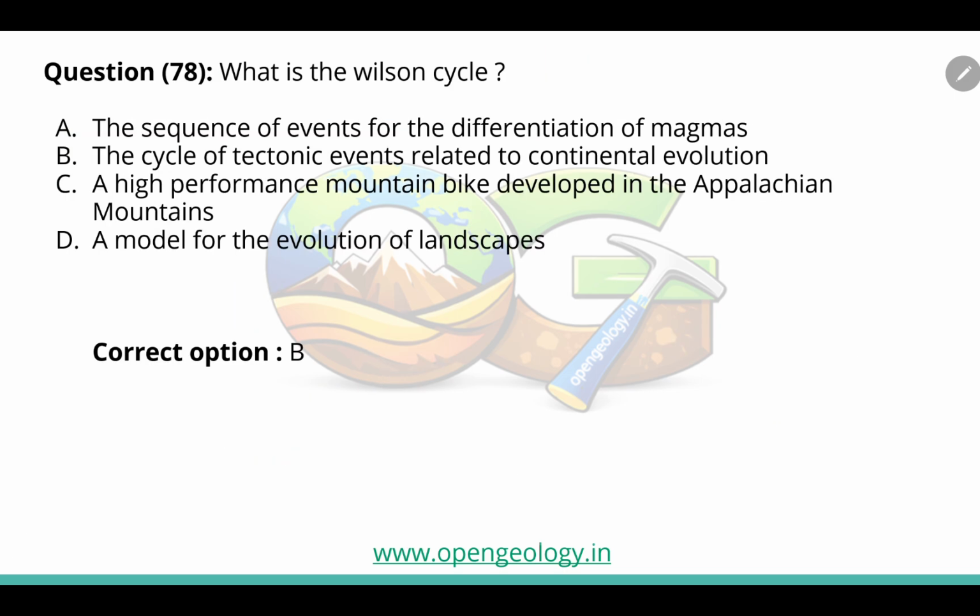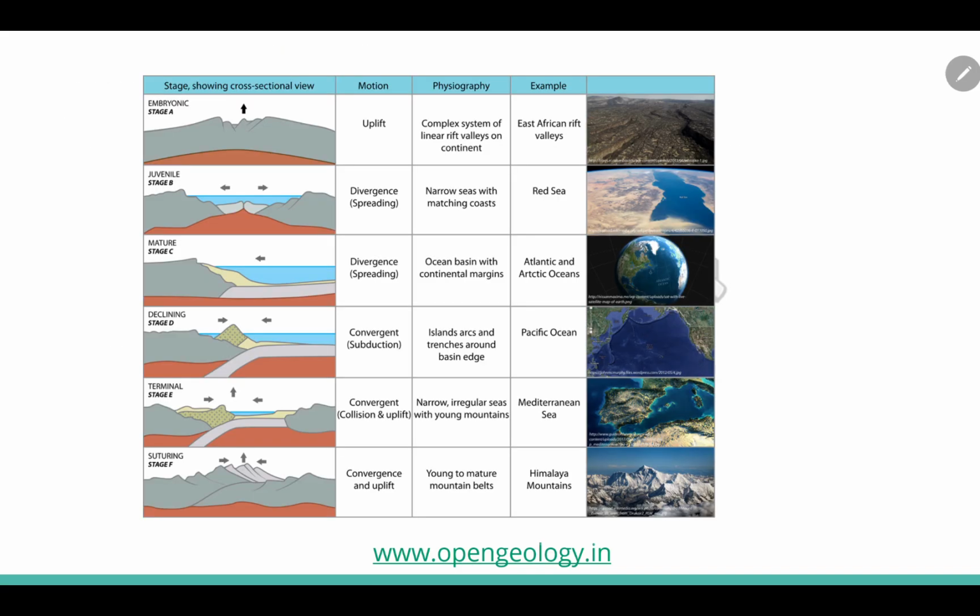Another is, what is a Wilson cycle? The Wilson cycle describes the closing and opening of the oceans. You can say it is also associated with continental evolution. Although the correct answer is B, let's see it in detail. This is an example of the Wilson cycle. There are 6 stages: 1, 2, 3, 4, 5, 6.